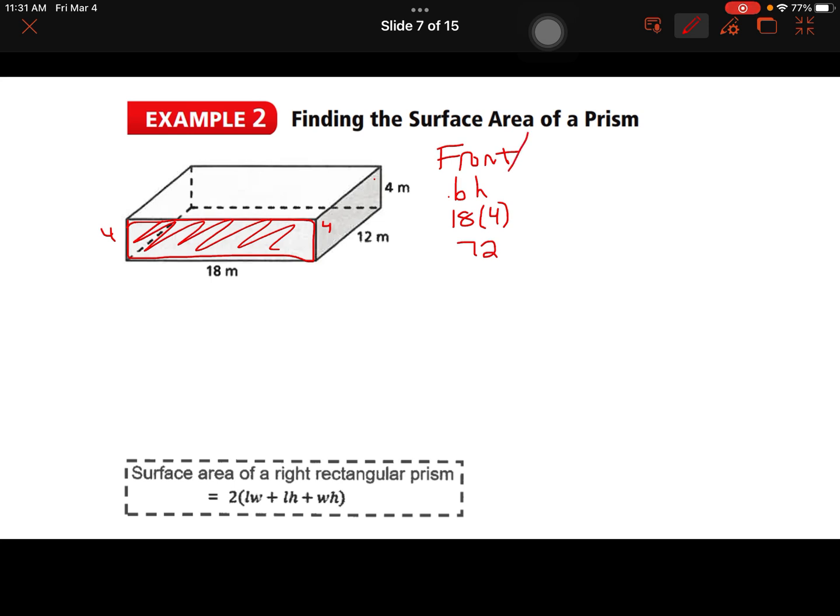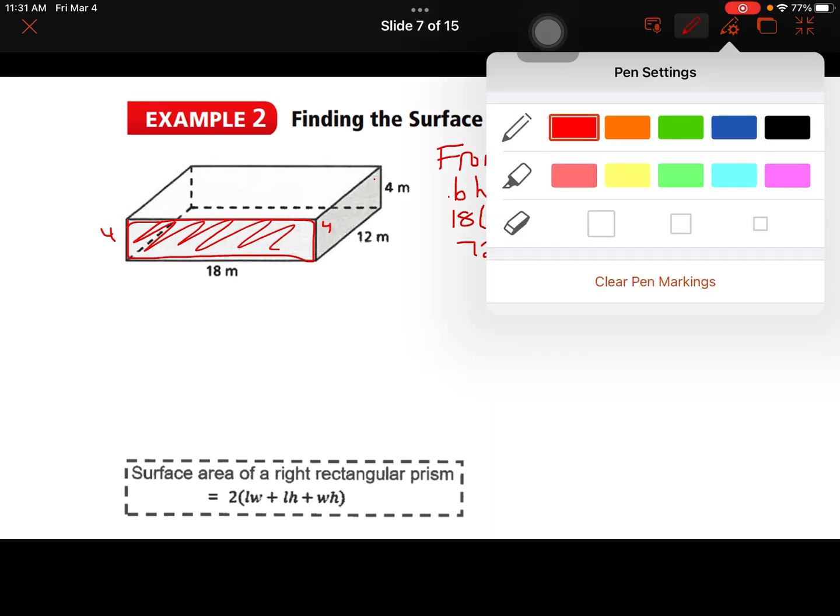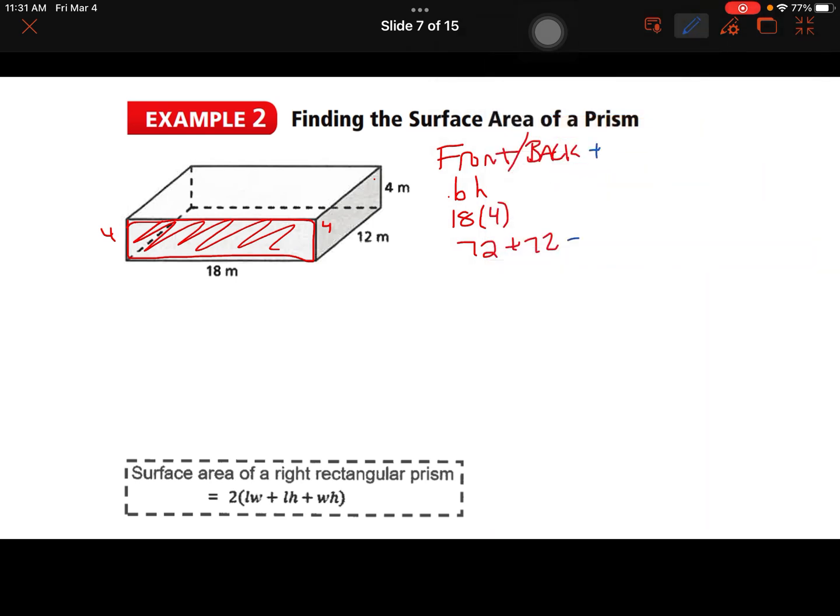Well, that's going to be the same as the back, so I'm going to have 72 plus 72. I'm going to add to that, and sometimes it's nice to use a different color. So base times height for this one, which is my side. This might be my right, and it really doesn't matter what order you do them in. Base times height would be 12 times 4, which is 48, and I'm going to add another 48 because that's also going to give me my left side.